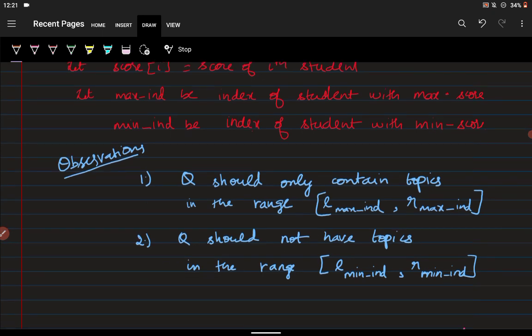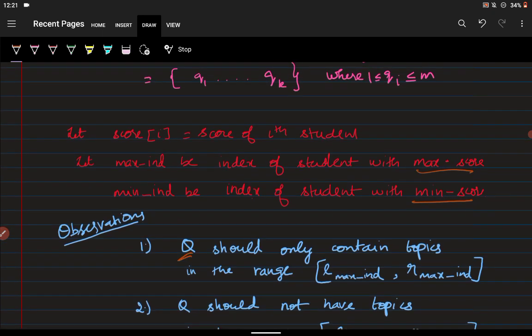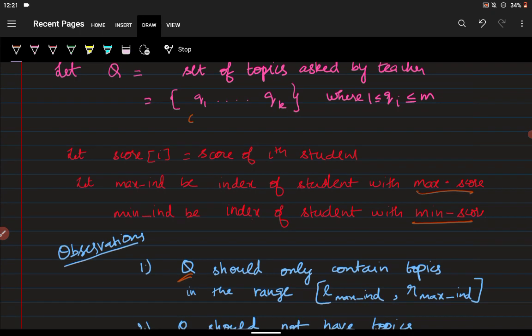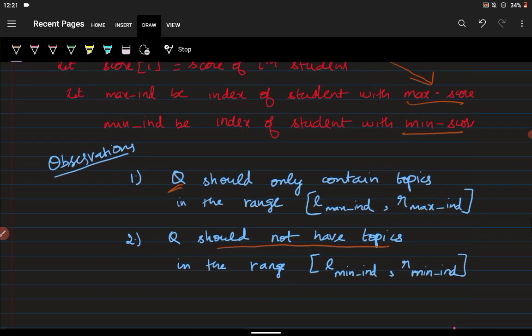The key observation is, if we want to maximize the difference between max score and min score, the teacher should only ask certain questions. Let's say Q is the set of questions that a teacher asks. This set should only contain the topics which are read by the student who will score the max score, and it should not contain any topics which were read by the minimum score student.